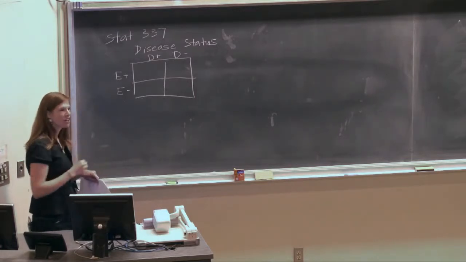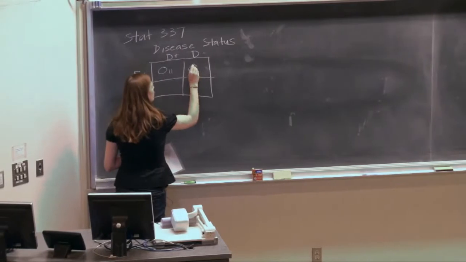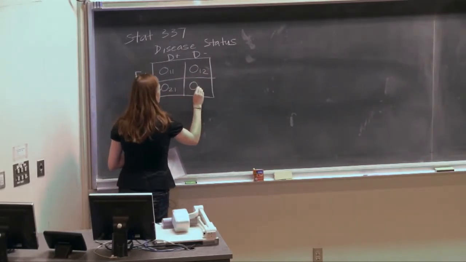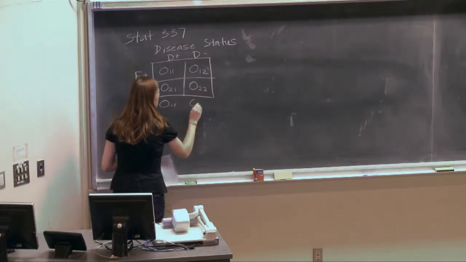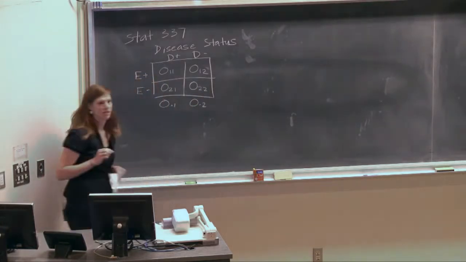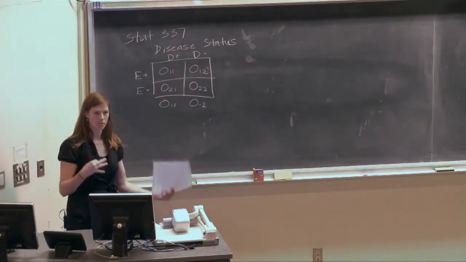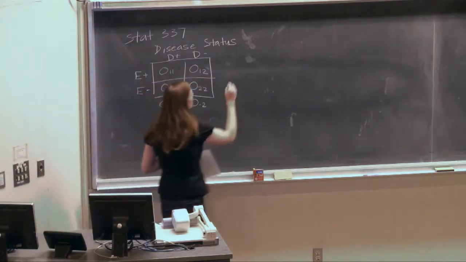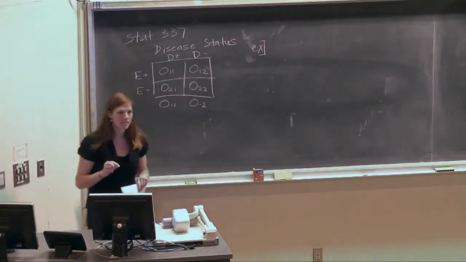And we can summarize all of this data in a 2x2 table, which I'm going to call O for observed. And we can sum up our total number of cases and total number of controls. And so our goal is to determine if there's an association between the exposure and the disease. So these happen all the time in the real world.